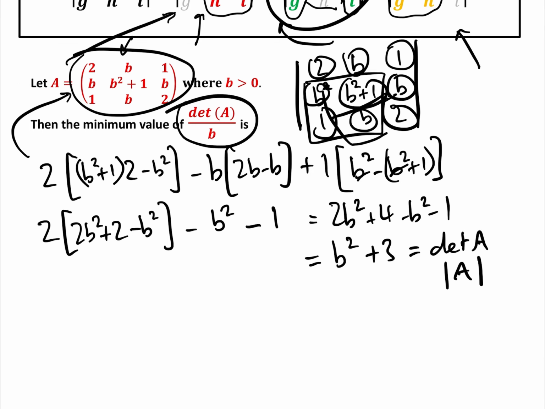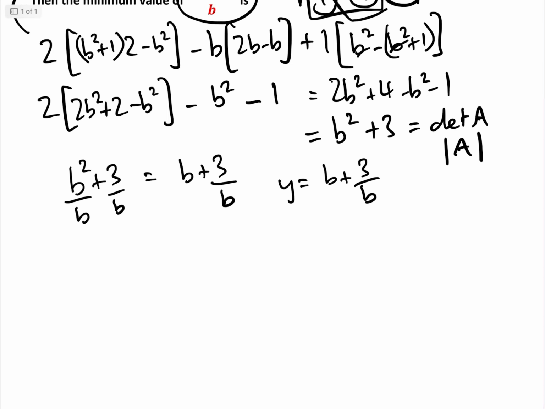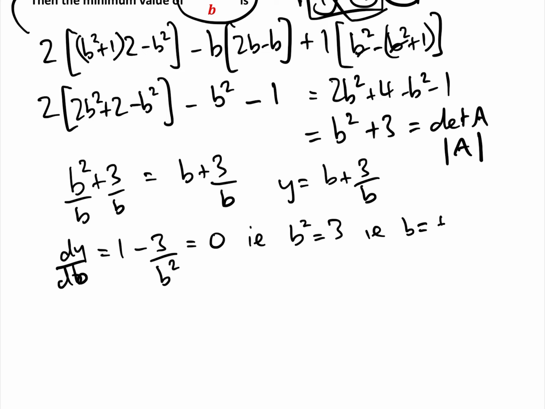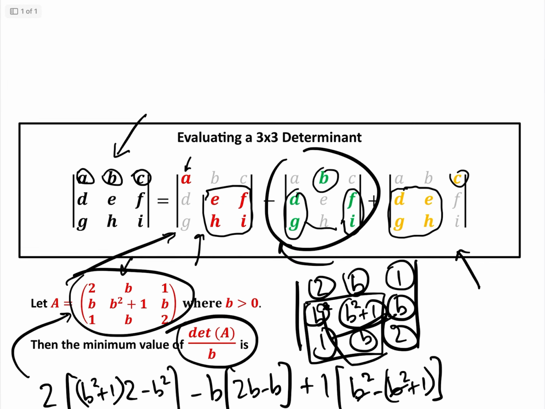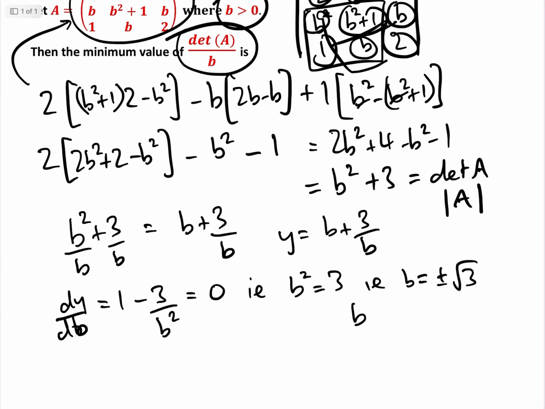Now that we have the determinant of A, we have to find the minimum value of the determinant of A over b. So det A over b is equal to b squared over b add 3 over b, which equals b add 3 over b, and we need to find the minimum value of that. Let that equal y, so y equals b add 3 over b. We differentiate, so dy/db equals 1 minus 3 over b squared, and that will be at a minimum when that equals 0, i.e. when b squared equals 3, i.e. b equals plus or minus root 3. But we are told that b is greater than 0, so the minimum value is when b equals root 3.